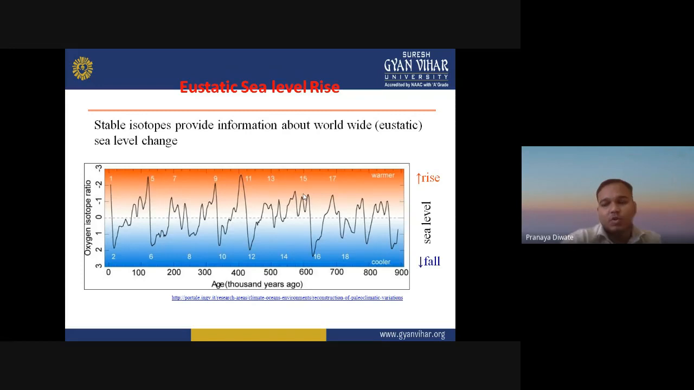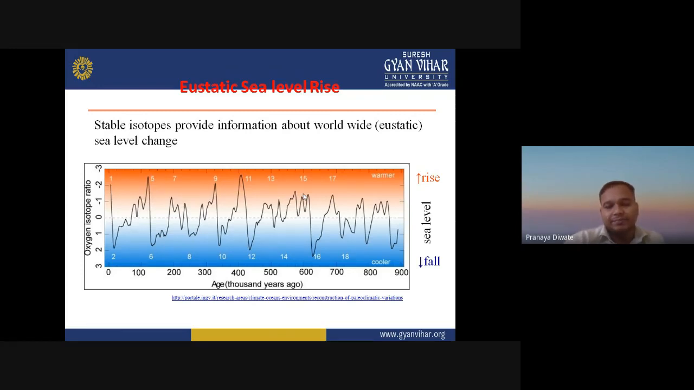So that data you need to recalculate, and the calculation must be more precise and accurate, because accurate data is needed for a better understanding. That's why you can study stable isotopes. This is how you can study the stable isotope.